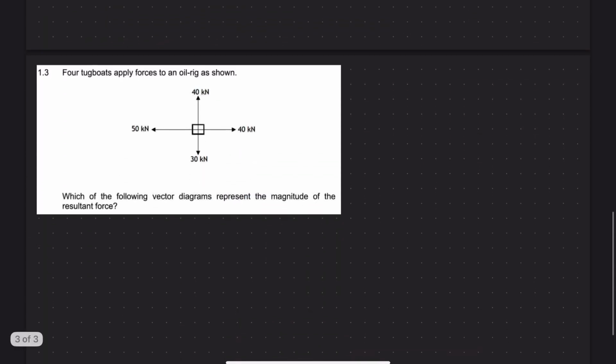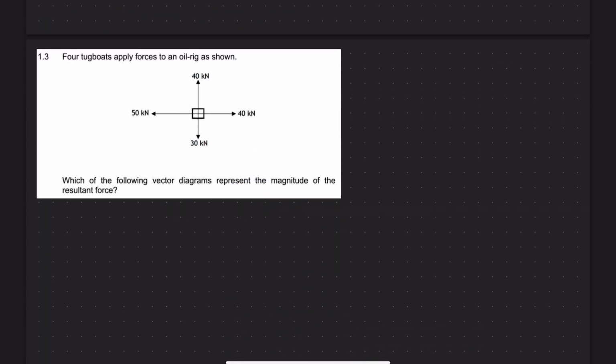Okay, and the last one, 4 tugboats apply forces to an oil rig as shown. Which of the following vector diagrams represent the magnitude of the resultant? So in this case, I don't have the different options, but we will just draw in the resultant. So what we need to do here is we need to add or subtract the forces here.